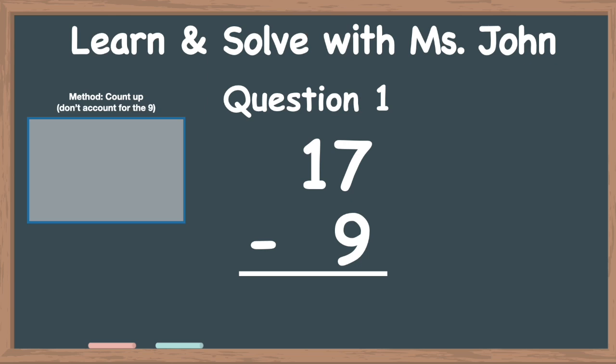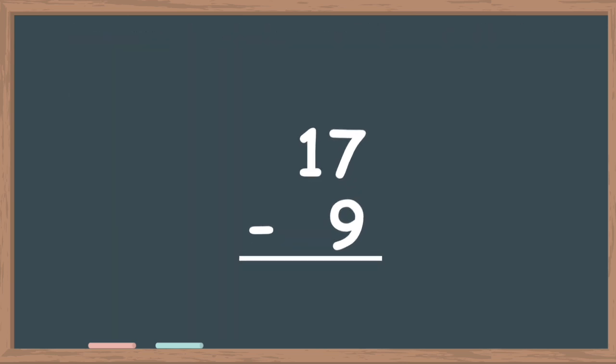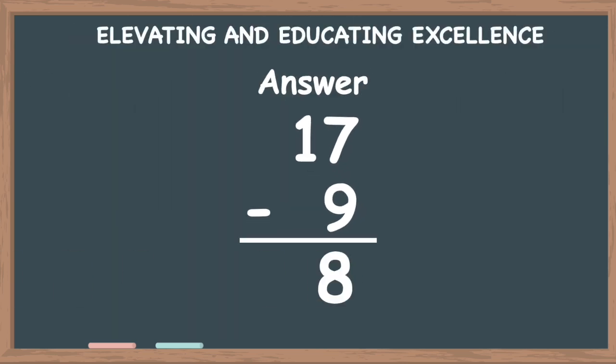So let's begin. We're going to say 9, 10, 11, 12, 13, 14, 15, 16, 17. Now we're going to count how many dots in total there are. So 1, 2, 3, 4, 5, 6, 7, 8. Therefore, 17 minus 9 equals 8. Again, 17 minus 9 equals 8.